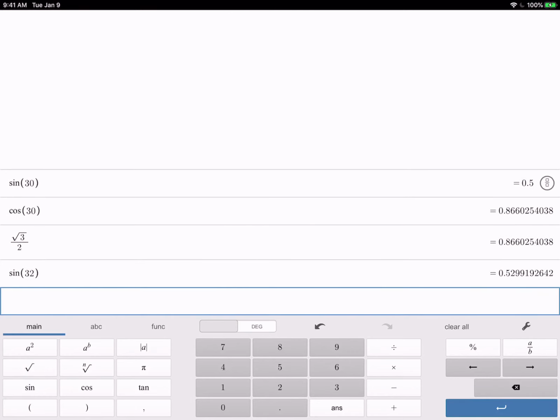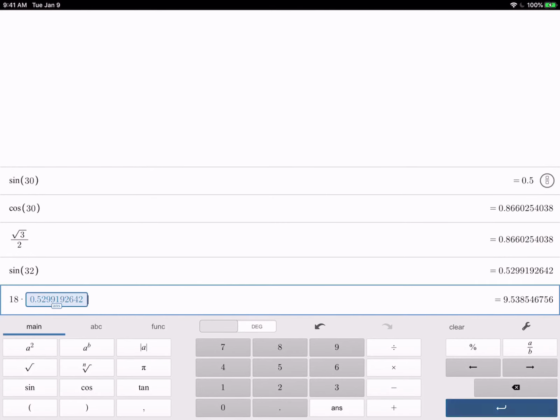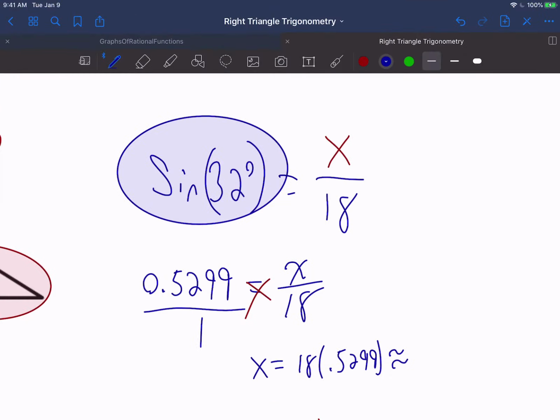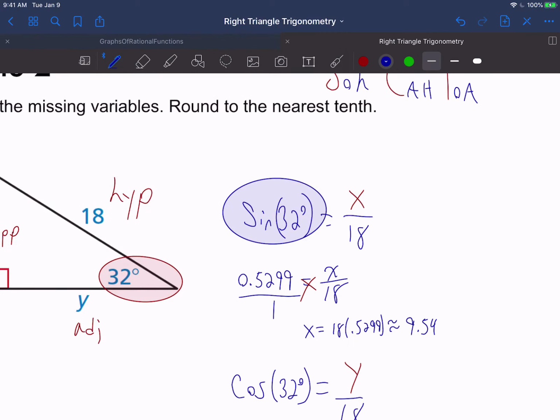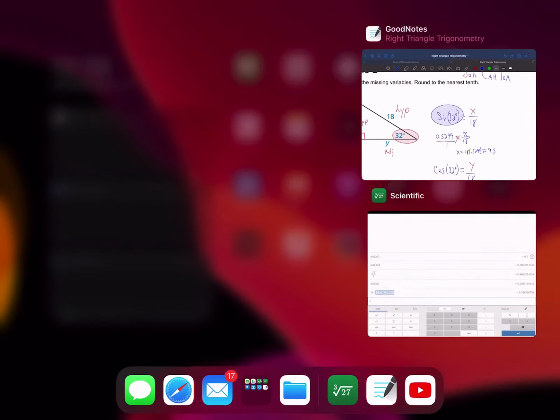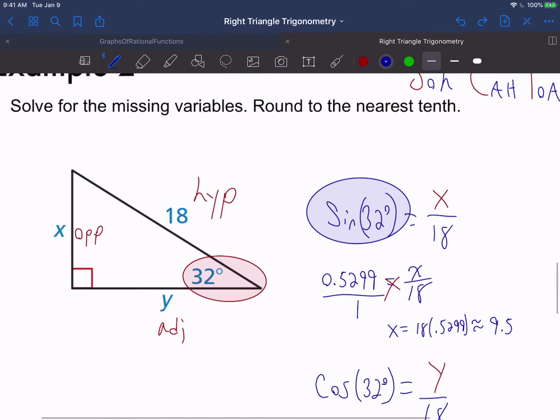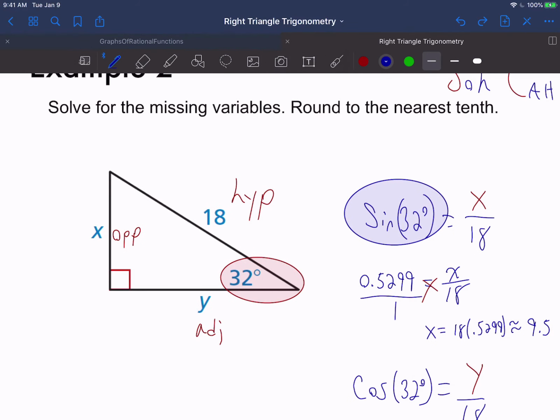So I can say 18 times whatever that other answer was. It's nice, it gives us a nice long decimal, and it's 9.54. What did I say? Do I round to the nearest tenth? Okay. So it's just 9.5. Yeah, that works. Okay, 9.5. So this side over here is about equal to 9.5.